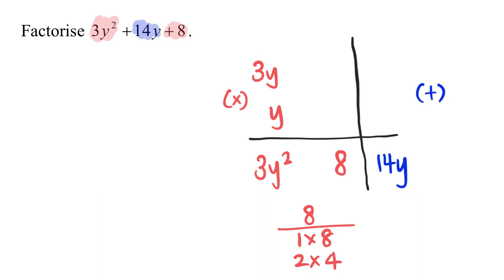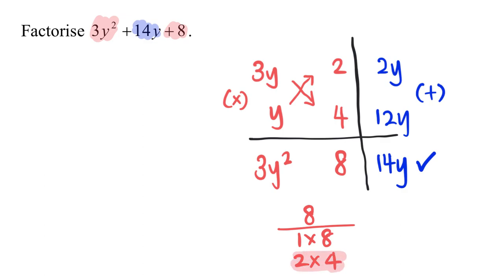And I realized that 3y times 4 will give me 12y. Y times 2 will give me 2y, such that 2y plus 12y will give me my 14y. So I have successfully chosen the right pair of factors for 8. And where is the answer?